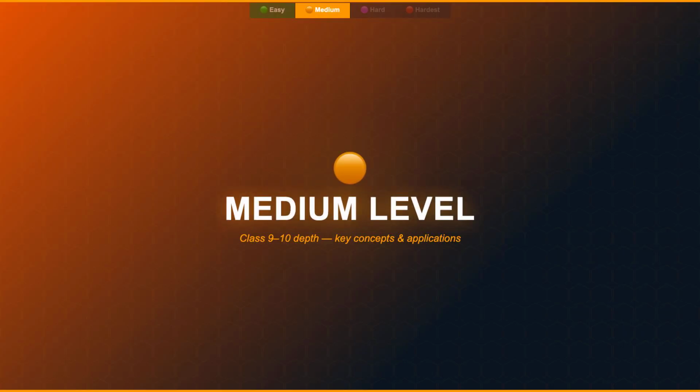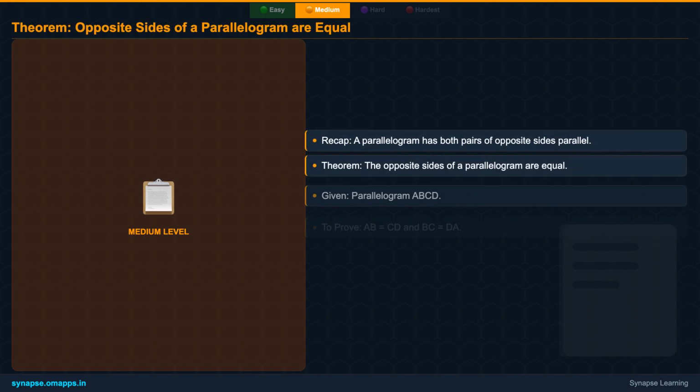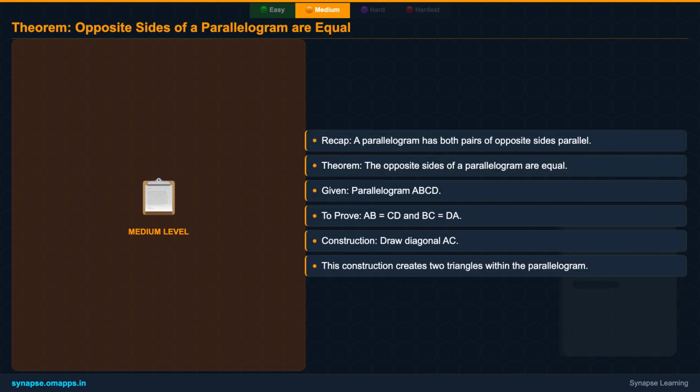Ready to go a bit deeper? Let's not just accept this property, but understand why it's true. We'll explore the proof behind it. We've learned that a parallelogram is a quadrilateral where opposite sides are parallel. Now, let's prove the theorem. The opposite sides of a parallelogram are equal. Imagine a parallelogram ABCD. Our goal is to show that AB equals CD and BC equals DA. To do this, we'll draw a diagonal, say AC, splitting the parallelogram into 2 triangles, ABC and CDA. This simple construction is the key to our proof.